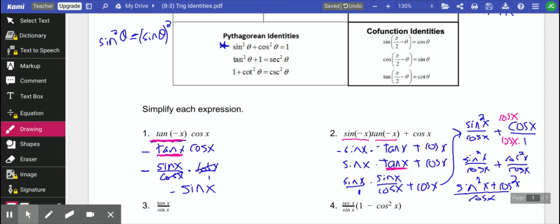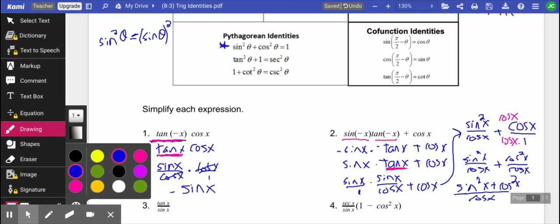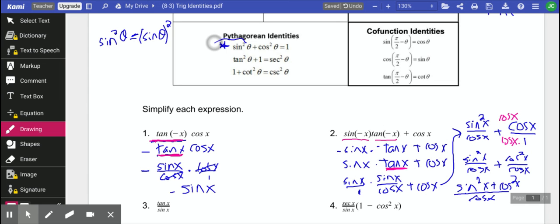Oh, I see it now. Now look at your numerator. Remember how I said we had a favorite Pythagorean theorem? So our numerator is sine squared plus cosine squared. Well, sine squared plus cosine squared is 1. So our numerator is 1, and our denominator is cosine.